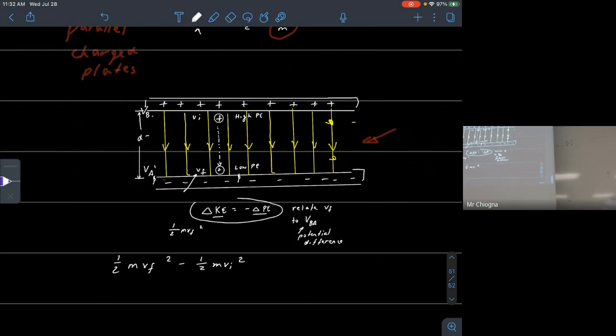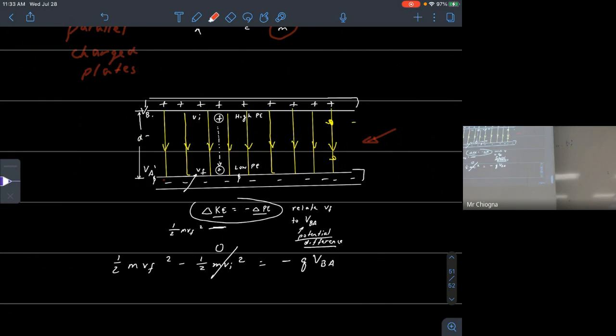What's the initial speed for this proton at the top if I let it go from rest? It's like letting a brick go from rest. Initial is 0, and 0 times anything is 0. That's the left side of this. On the right side, negative, what's the change in potential energy in terms of the potential difference? It's QVBA.